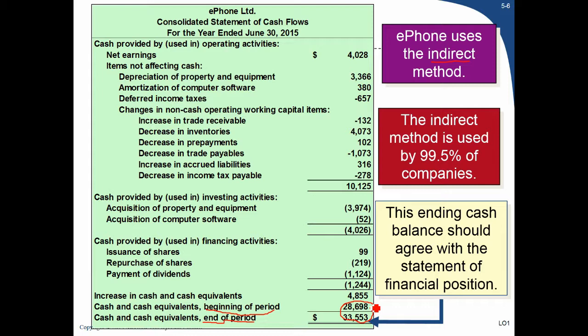So there are two methods, and we'll go over how you calculate them, but 99.5% of companies use the indirect method. It's because it's easier to do. It's harder to implement the direct method, so you don't need to know the direct method. We'll focus on the indirect method. But the important thing to note is this balance here, cash and cash equivalents, end of period, will show up on your statement of financial position. And this beginning balance will be last year's cash balance from the statement of financial position. Okay, those are factual numbers.